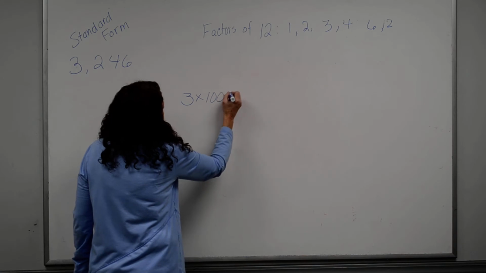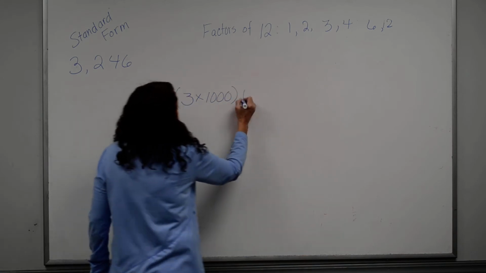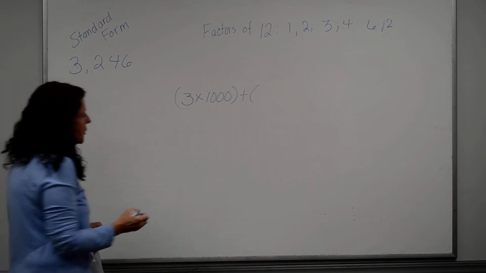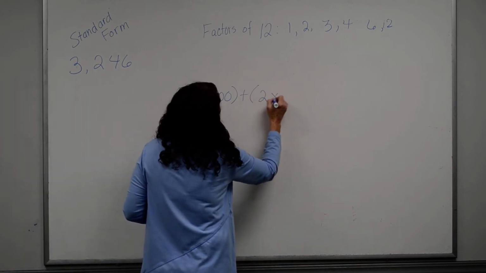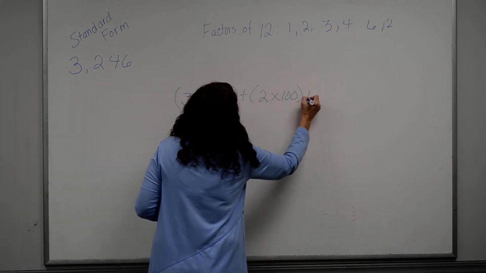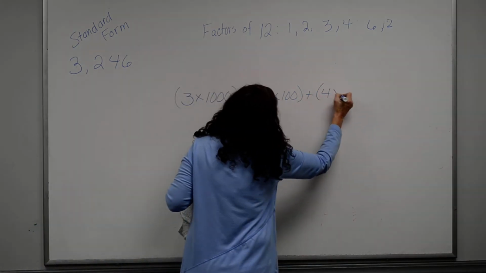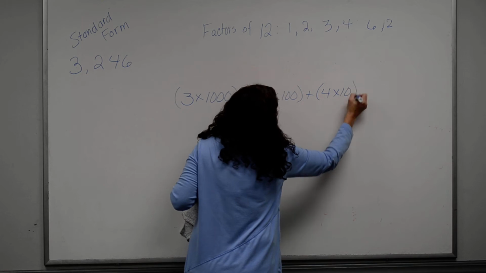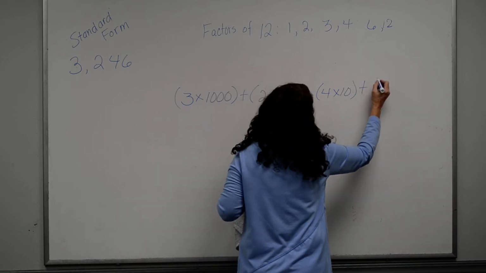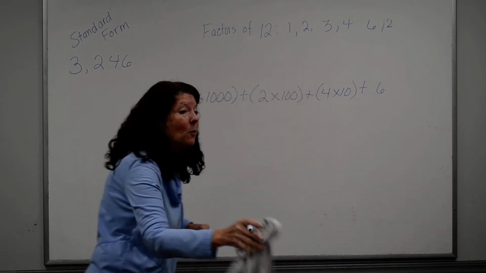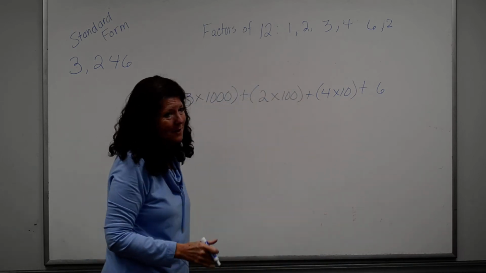3 times 1,000 plus, what place is that 2 in? The hundreds. So 2 times 100 plus 4 times 10, and then plus 6, right? All right. But what they want is they want you to use exponents in it.